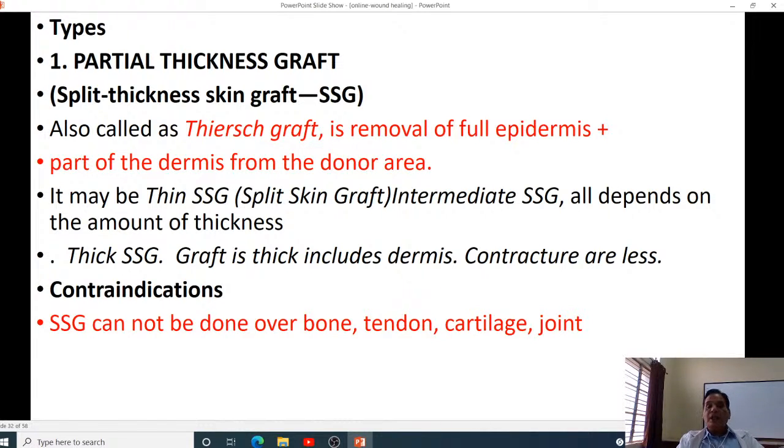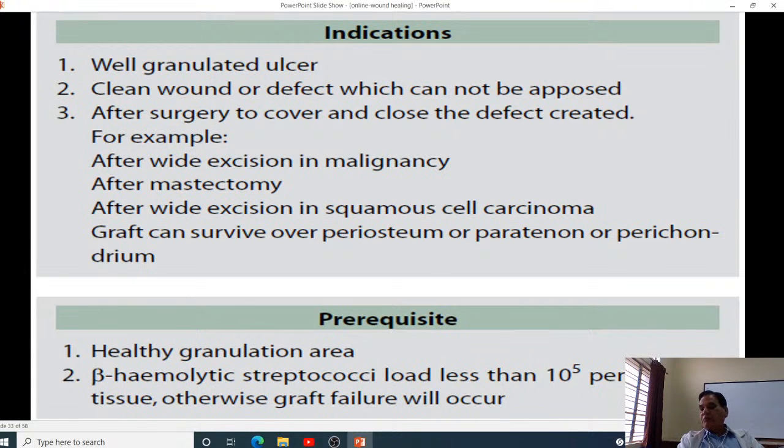They are also called Thiersch graft, where what are you removing? Full epidermis and parts of dermis from the donor area. Remember, we are not taking hair follicles. That is why the grafted area does not grow hair. This can be thin or it can be thick. But the major problem is they cannot be kept over bone or tendon or cartilage.